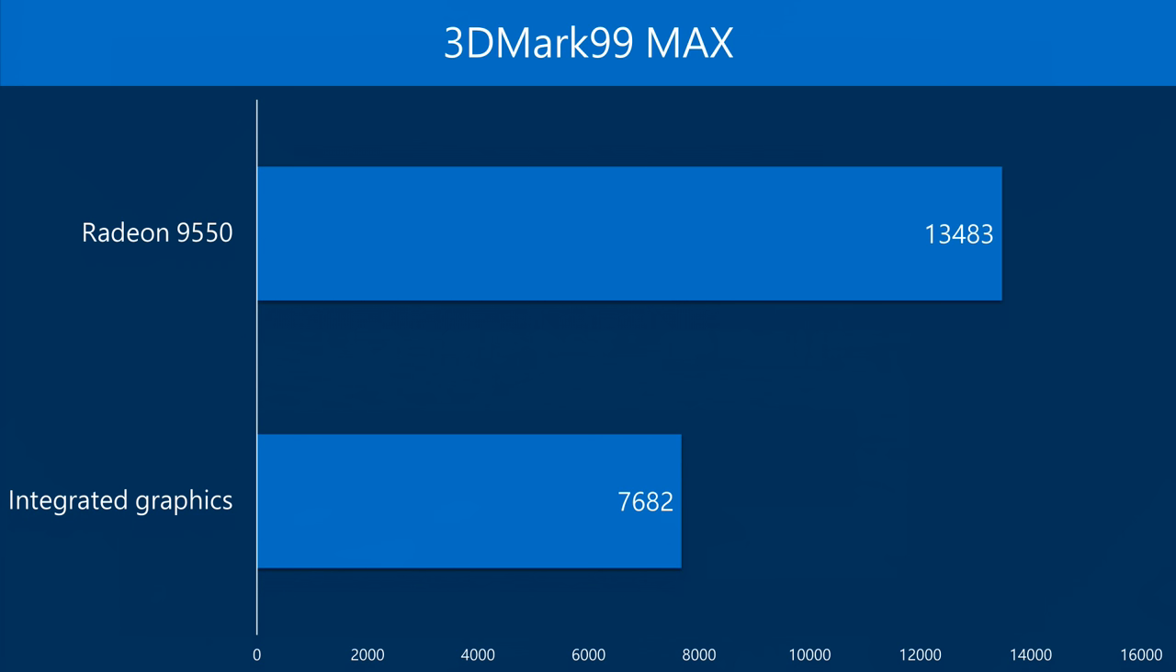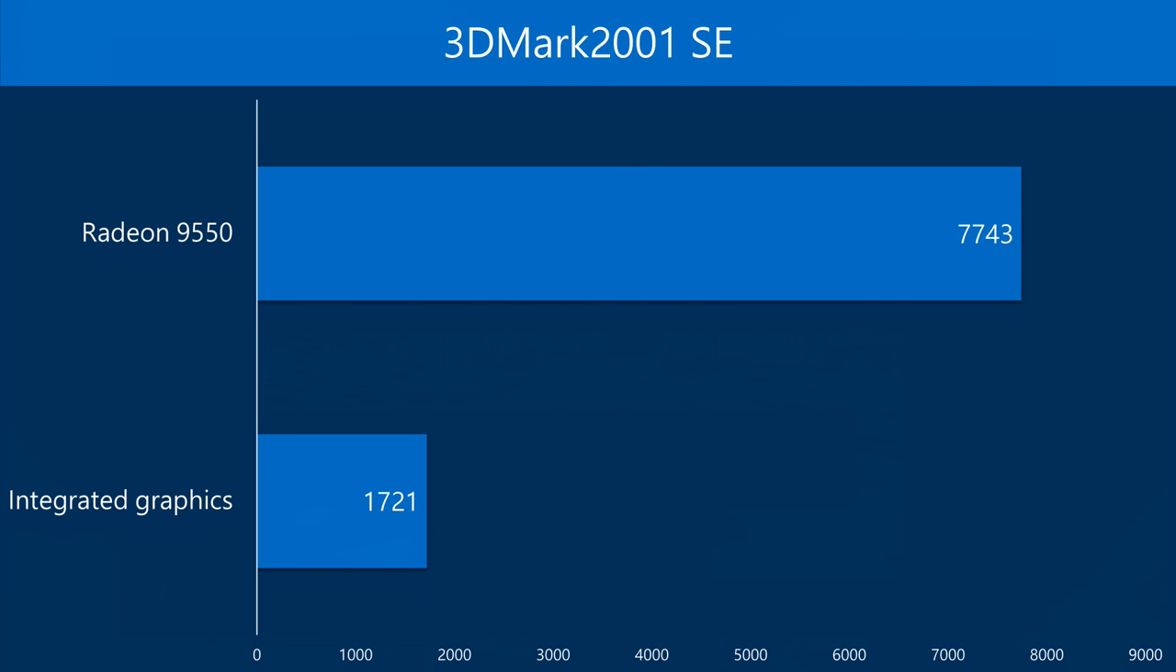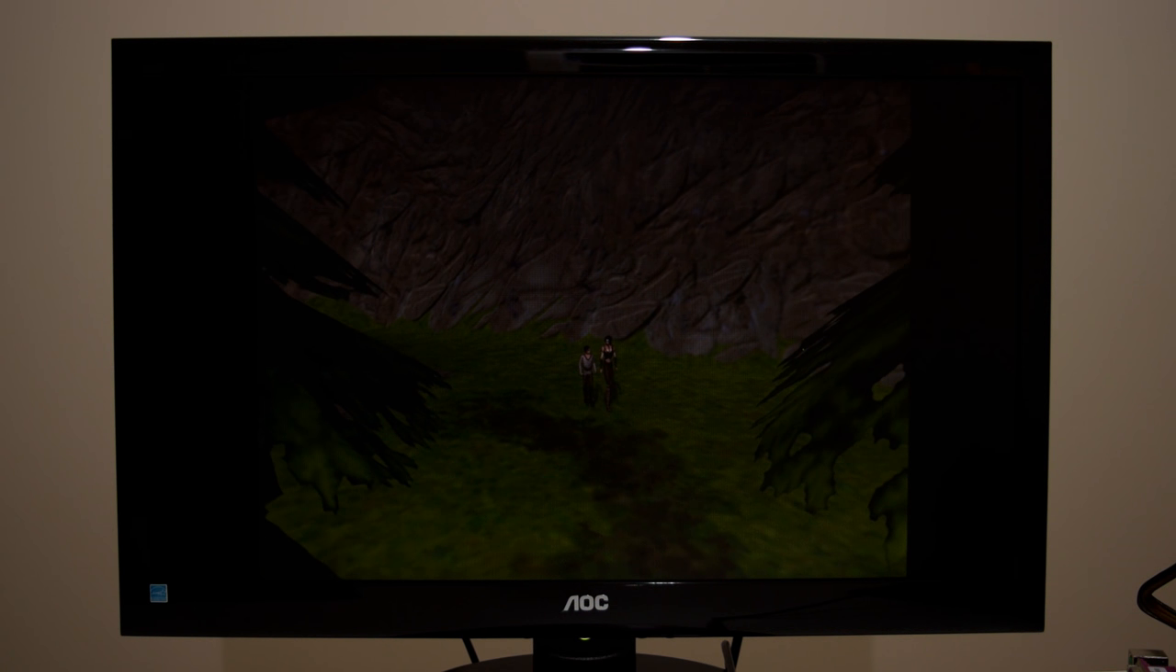7,682 improves to 13,483. In 3DMark 2000, the trend continues. 3,159 for the onboard graphics improves to 10,763 for the Radeon. And finally, in 3DMark 2001 SE, we've got 1,721, which improves to 7,743. Next up, we're going to have a look at Direct3D benchmarks.